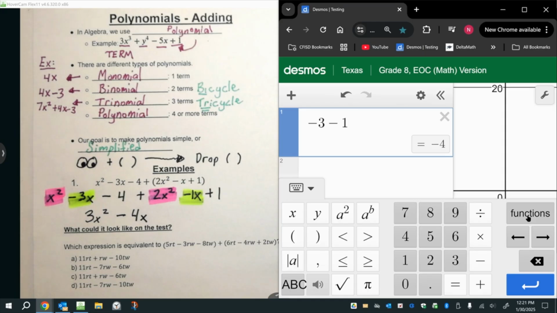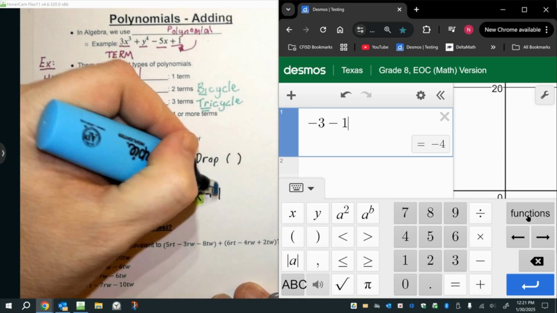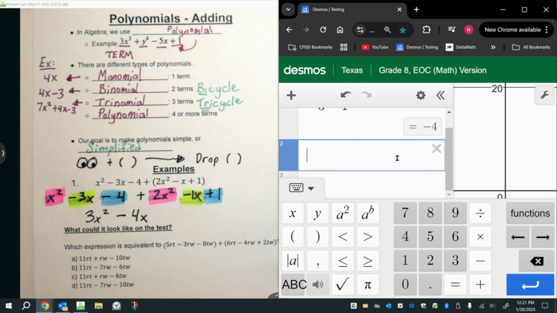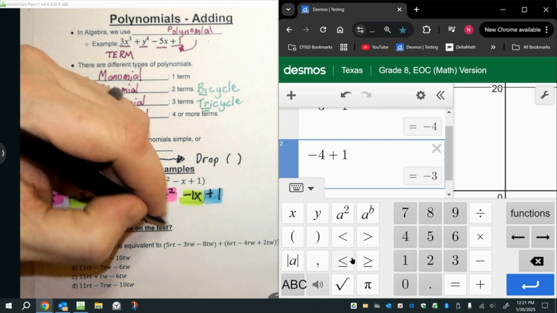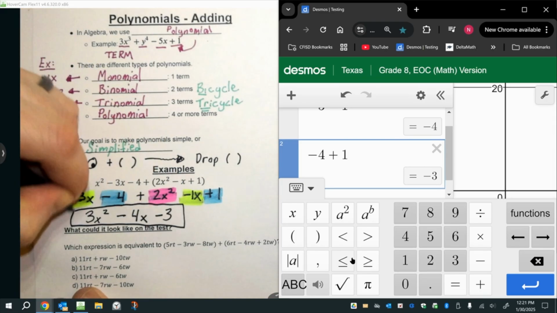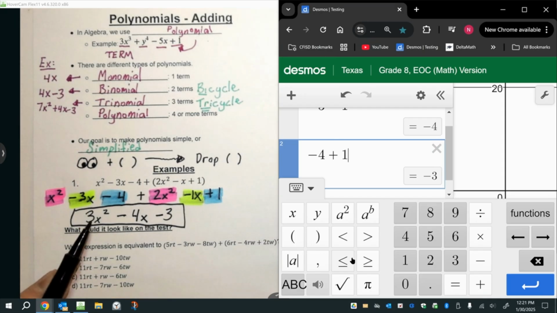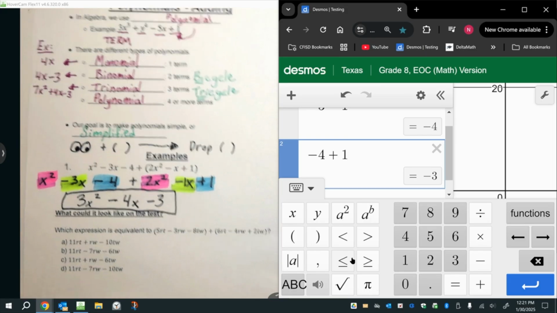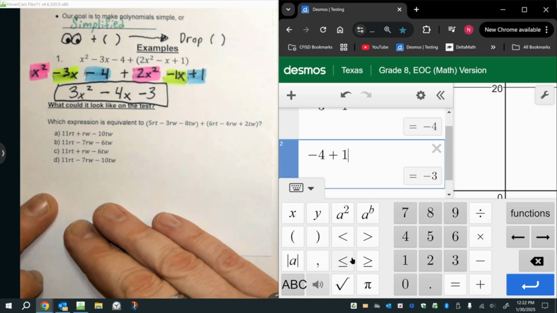And then the last term is, okay, let's get a different color, and we'll highlight this negative 4 and this positive 1, and we simply add that stuff together. So we're going to take a negative 4 and a positive 1, and that gives me negative 3. So this becomes negative 3. And that is my final answer, because I have 3x squared here, a negative 4x, and a negative 3. I cannot combine anything else. All right, let's take a look at the next problem.